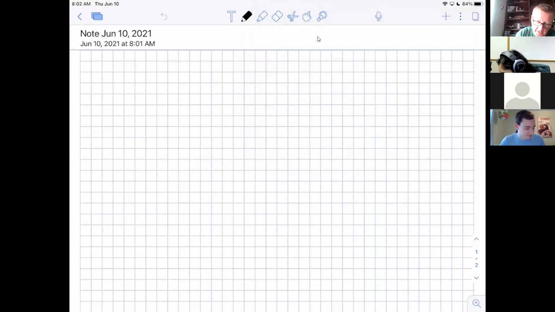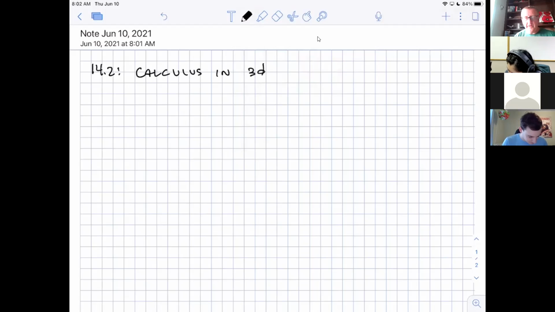So we're really looking at calculus in 3D today. And yeah, just derivatives and integrals. And so let's take a look at this. Screen's blacking out. So I'm figuring out what's causing that.